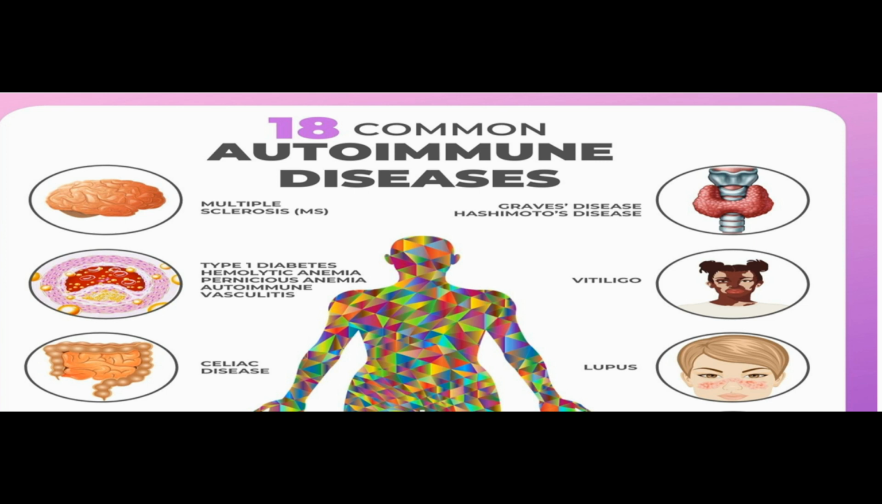Some autoimmune diseases affect only one organ, for example type 1 diabetes damages the pancreas, while other disorders, such as systemic lupus erythematosus, SLE, attack the whole body.